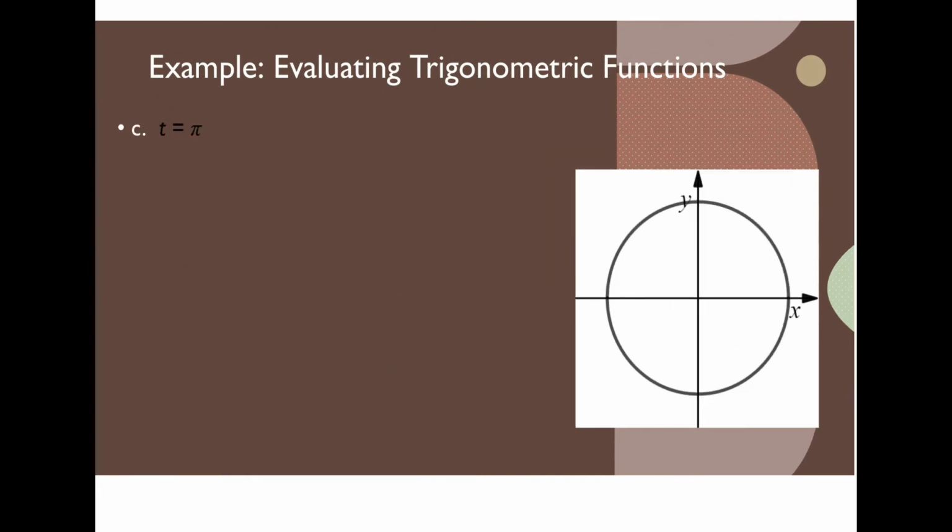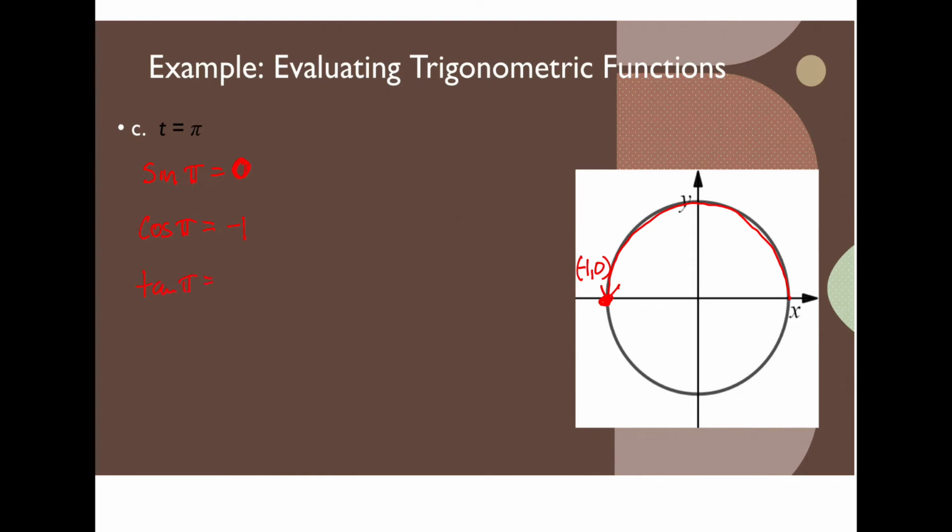All right, now we're going to do it for pi. Pi is taking us all the way across to the other side here, where this point here is -1, 0. I'm going to start off with sine again. So the sine of pi is the y value, sine is y, and y in this case is at 0. Cosine is the x value, and cosine is at -1.